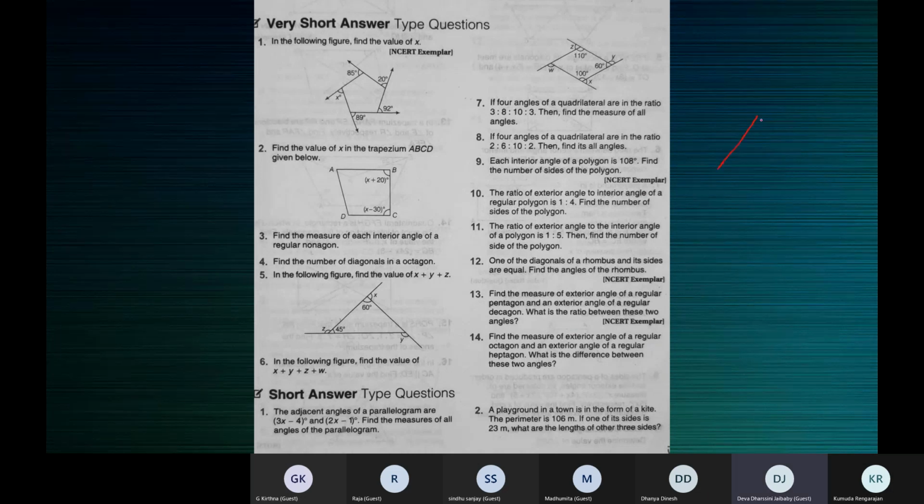And which one? This one, this second one, I'll show you. This one. Okay. Yeah.